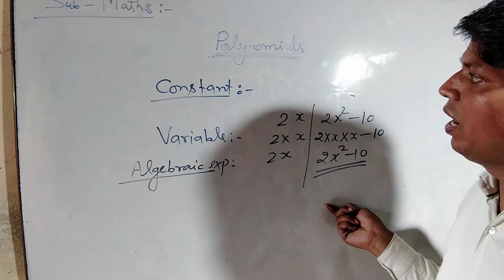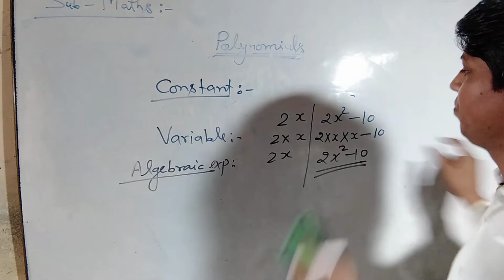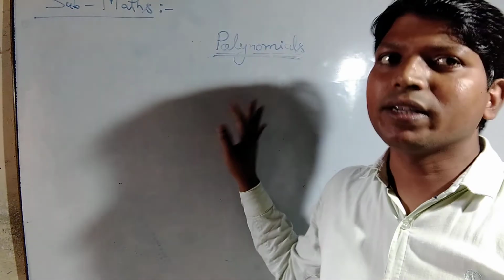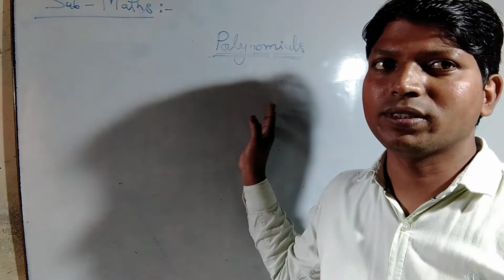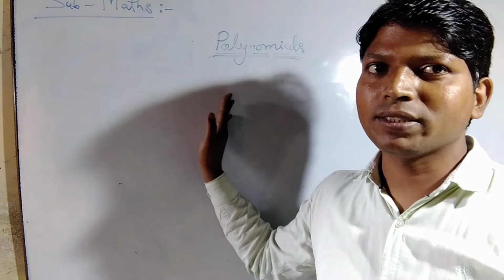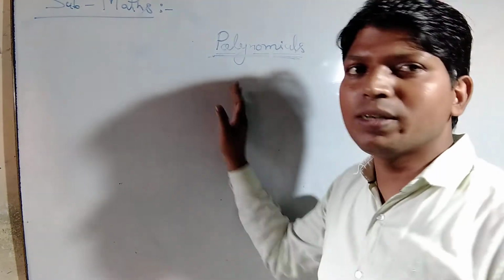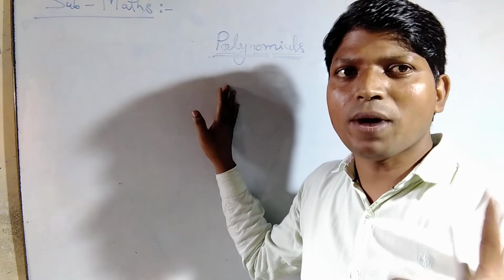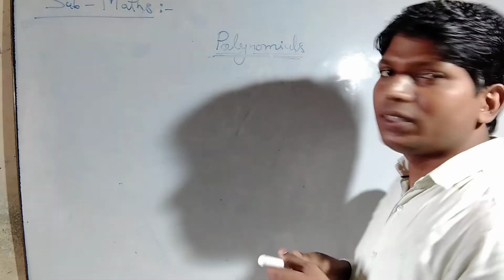Is it clear? And I am coming to polynomials. A polynomial is an algebraic expression having non-negative integral powers. It means any algebraic expression having powers only whole numbers. Any algebraic expression of variable having only whole powers is called a polynomial. Nothing else.